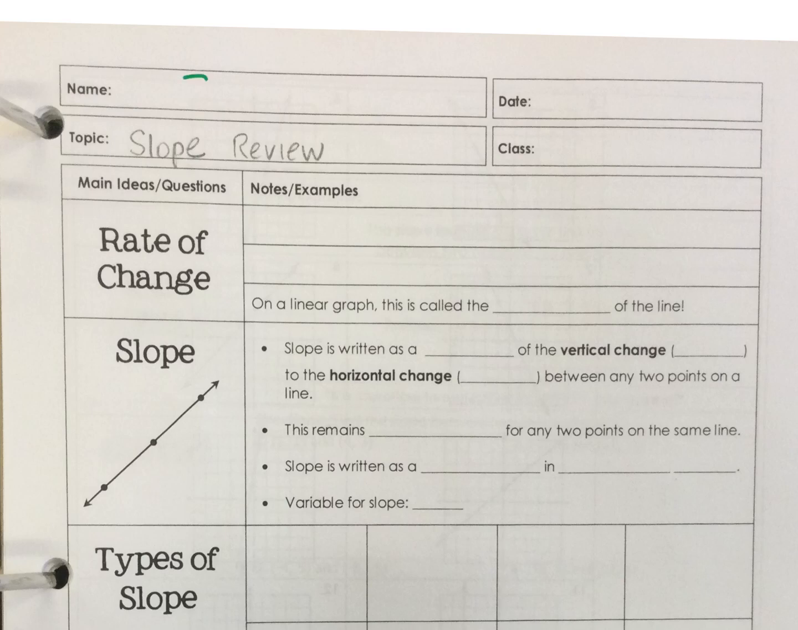This is page 7.1 in your binder. Don't worry about this top section. I'm going to start right here with slope.